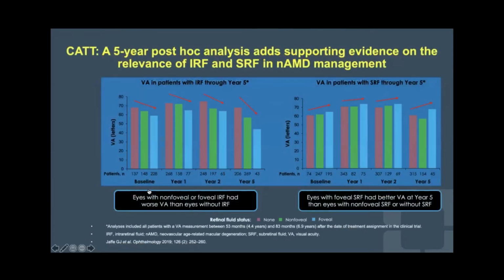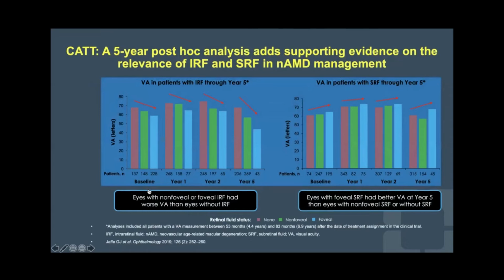Here's the CAT study, which showed negative prognostication for IRF on the left. Again, those patients who had the presence of IRF at 5 years had a negative outcome, and the patients who had SRF at 5 years had a positive outcome.